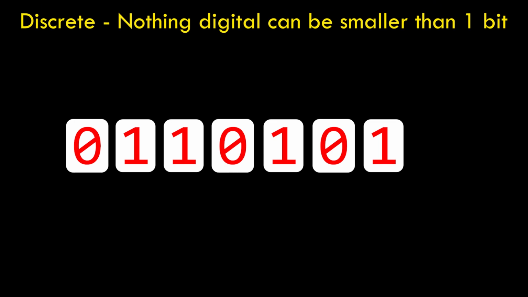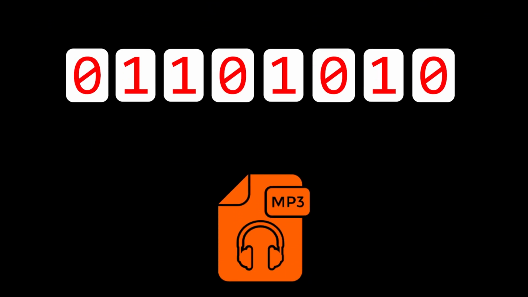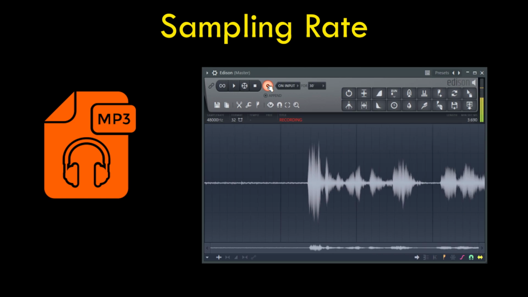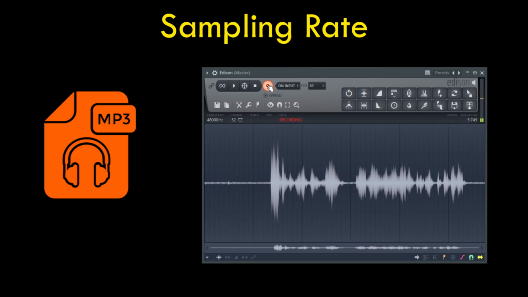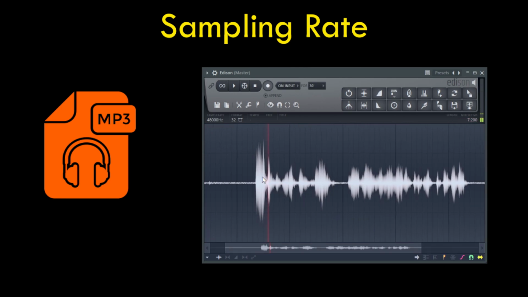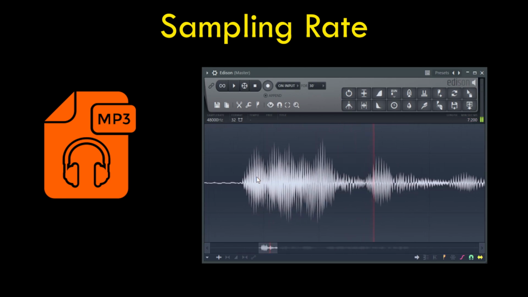Binary numbers are not continuous or infinitely divisible because they're composed of discrete, individual bits, and it follows that digital sound is also not continuous. Every piece of digital audio that exists has a sampling rate. When you record audio into a microphone at a sampling rate of 48 kHz, your computer records a single point of audio data 48,000 times every second.